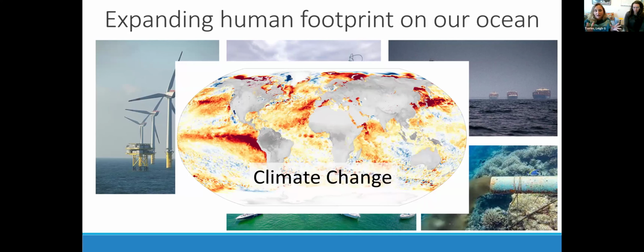But all of these acute threats that humans are putting on the oceans are also happening within the backdrop of climate change. And that often exacerbates the impacts that these other human activities have, and also impacts our ability to predict how marine wildlife or ecosystems will respond to these human activities.